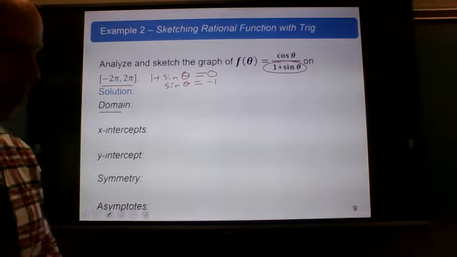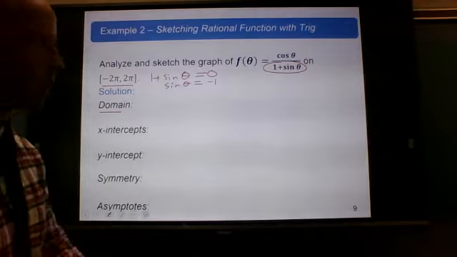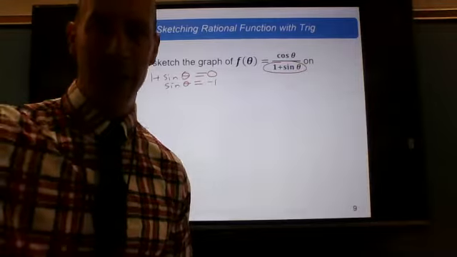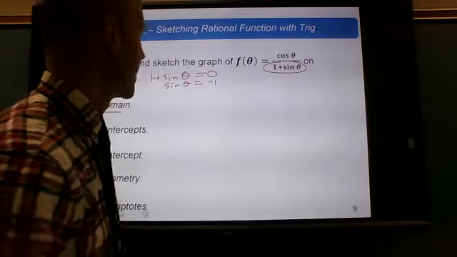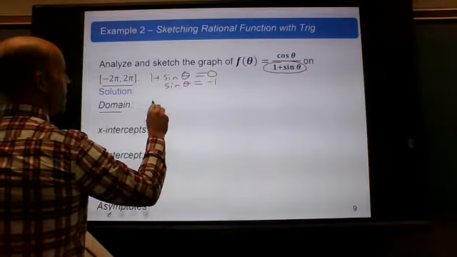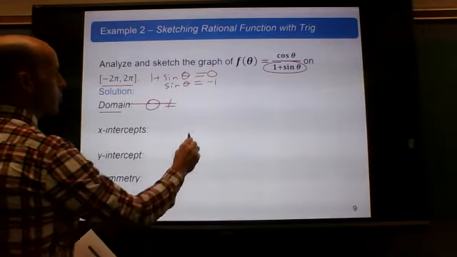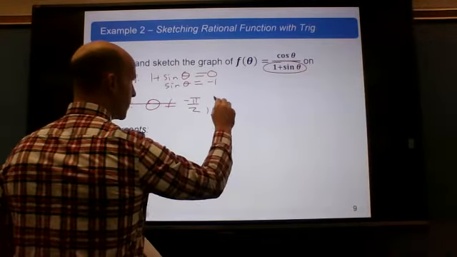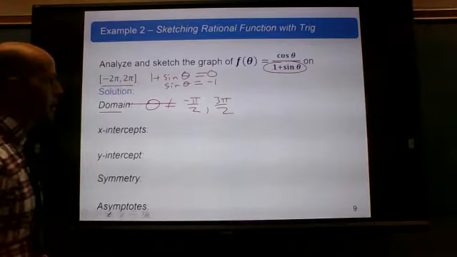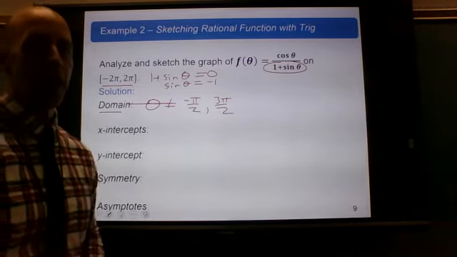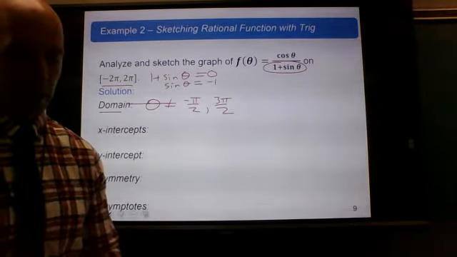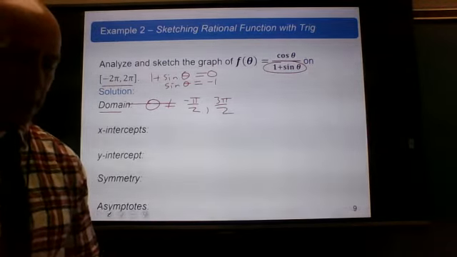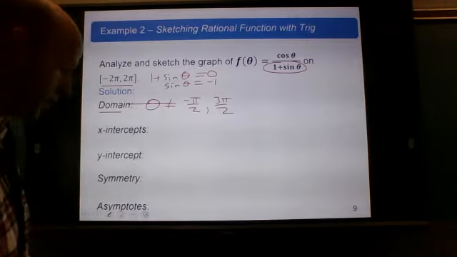Does anybody happen to know where sine is equal to -1? Well, I'll just tell you. So the domain here turns out to be all theta not equal to -pi/2 and 3 pi over 2. As long as theta does not equal those two values, we're good to go. Those are the only two that are going to blow this thing up, because if you put those in, you are going to get a denominator equal to 0.